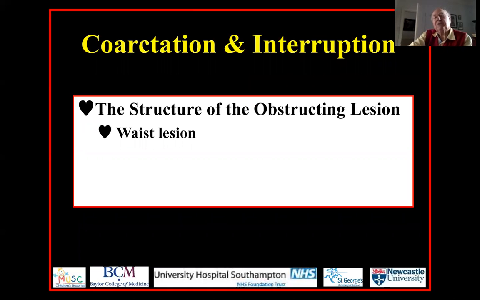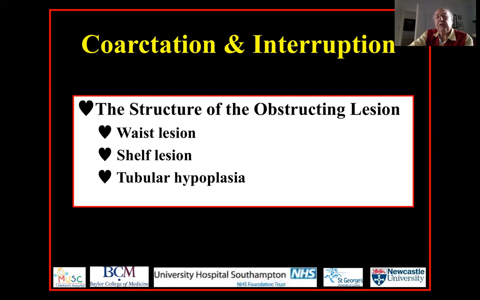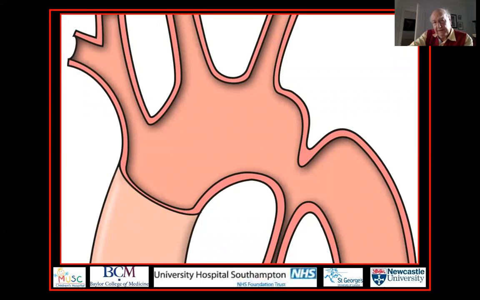So what about the obstructing lesion itself? Because it can take markedly different forms. Usually we see it as a waist lesion. But then when it is severe, we look inside the cavities of the proximal and distal parts of the arterial pathways, we find a shelf forming a diaphragmatic obstruction within the lumen. But as I've shown you, we can also have associated tubular hypoplasia, and we see that in the most severe forms of malformation. So let's illustrate what we mean by these different entities.